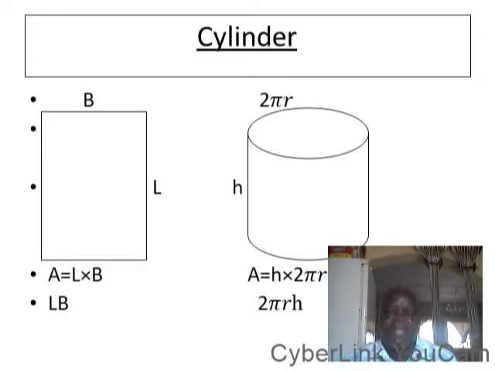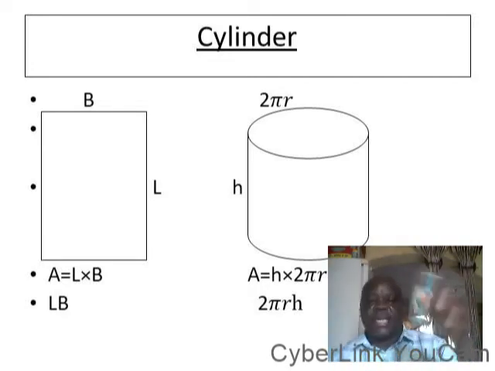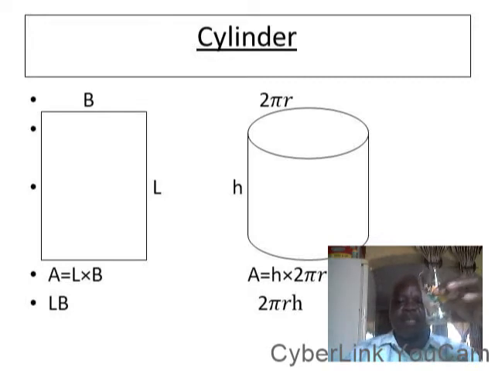All right. Today we are going to look at a cylinder. A cylinder is a solid shape. It's a special type of a prism. This is an example of a cylinder. This is a cylindrical cup.